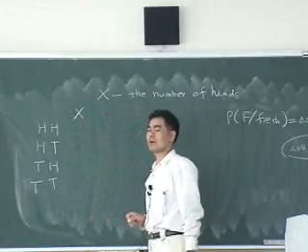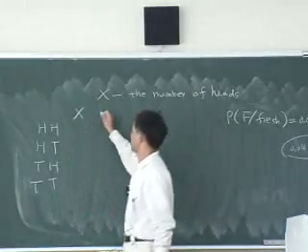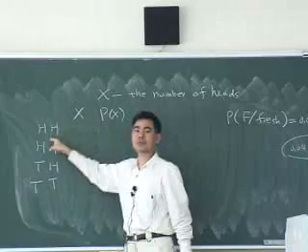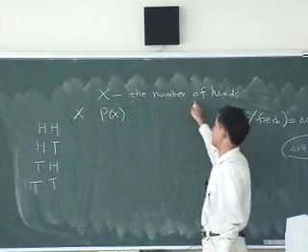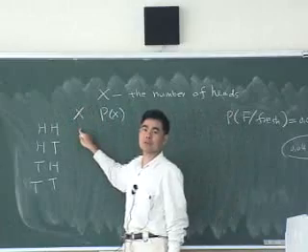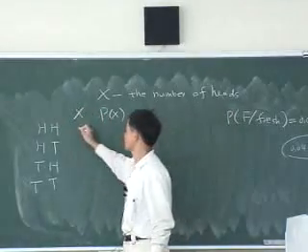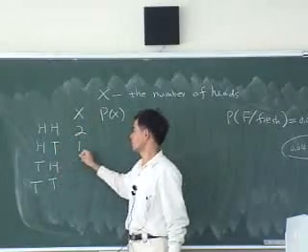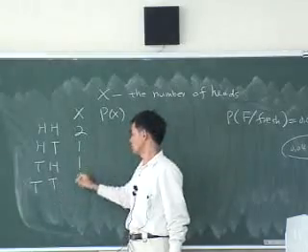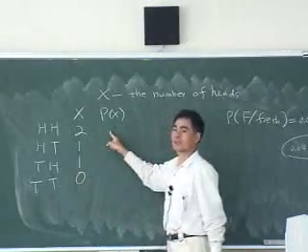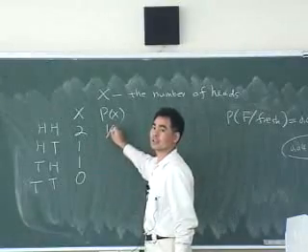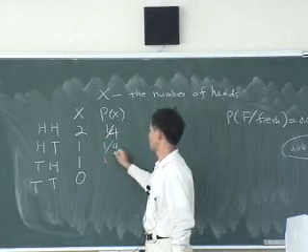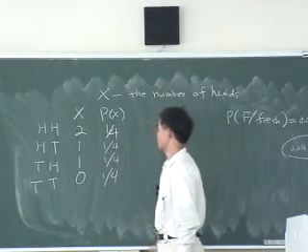In terms of distribution, now we are talking about probability distribution. So X and P(X). X is the number of heads, so what should be here? It is equal to 2, because you have 2 heads. Here you have 1 head, so it is equal to 1. 0 heads equal to 0. And the probability here is 1/4, 1/4, 1/4, 1/4.